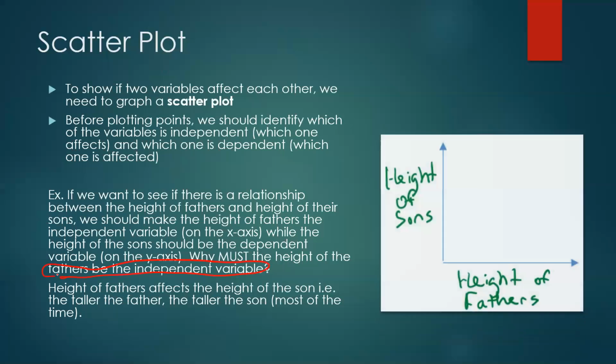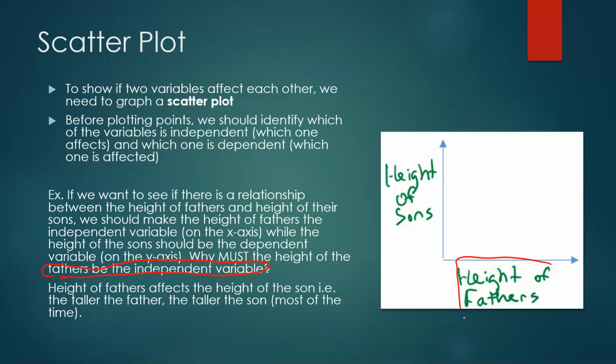So when we actually graph this out, the height of the fathers should go on the x-axis and the height of the sons should go on the y-axis. And the reason for this is because the height of the fathers will affect the height of the sons, not the other way around, right? Hopefully that makes sense.